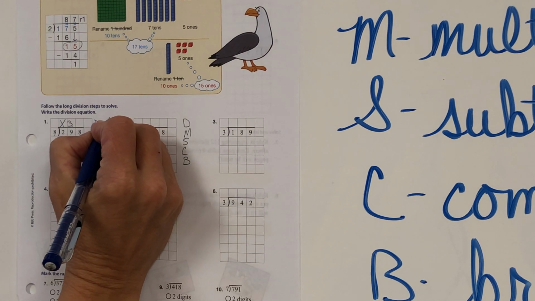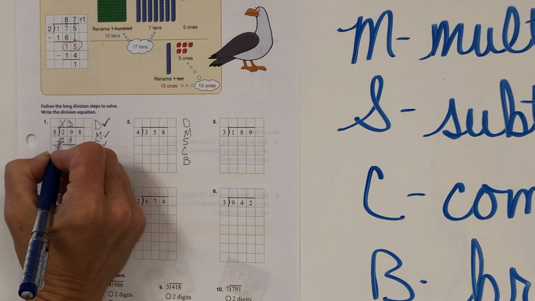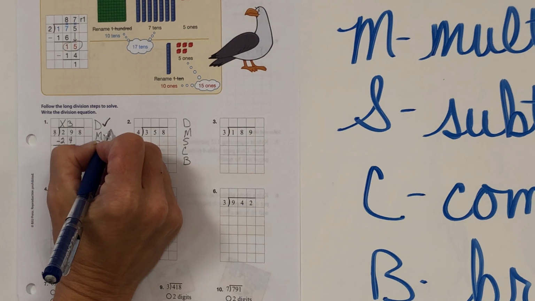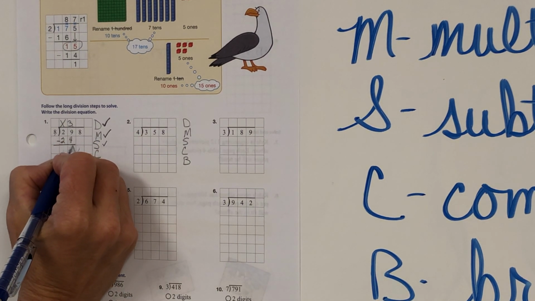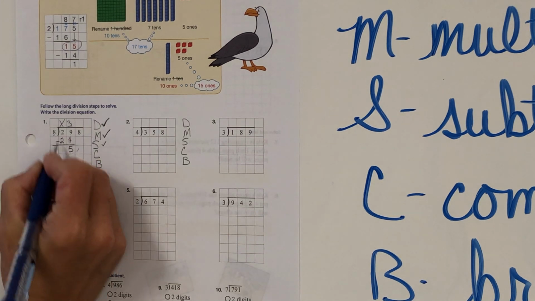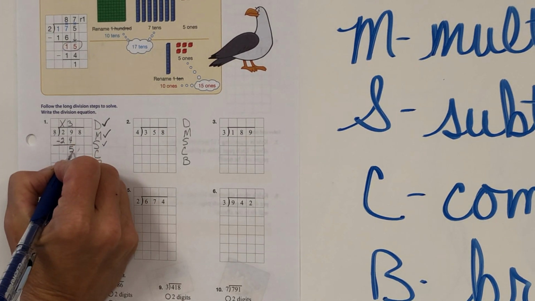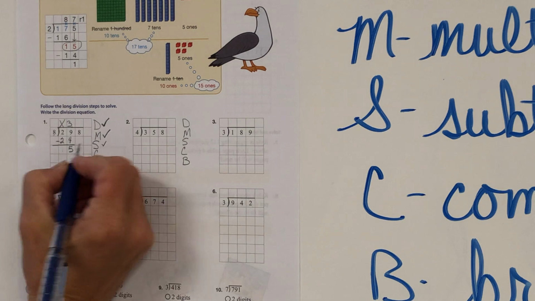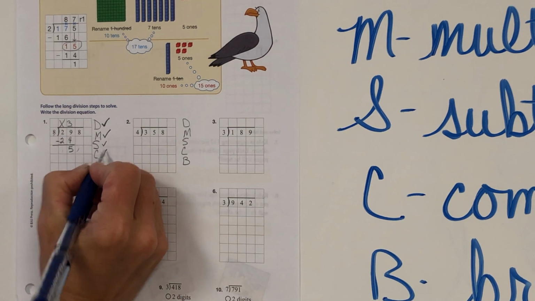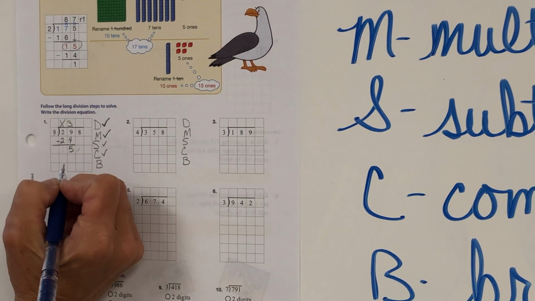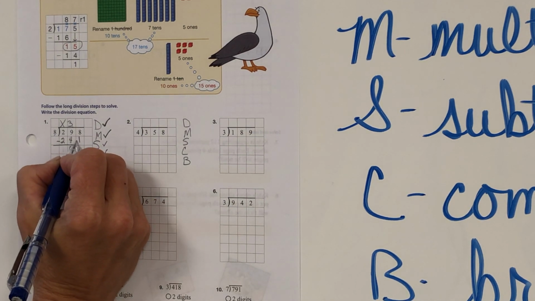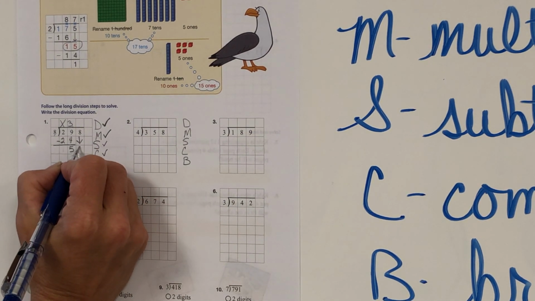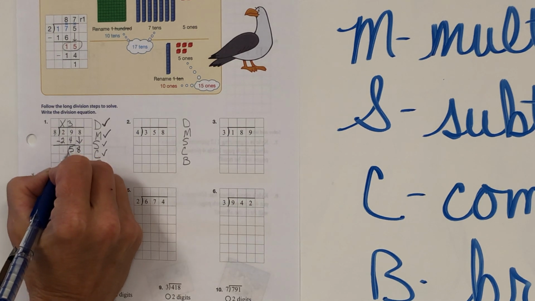So I've divided and multiplied. And now I'm going to subtract. 9 minus 4 is 5. 2 minus 2 is nothing. So I have 5 left over. I'm going to compare. 5 is smaller than 8, so we're okay. Now I'm going to bring down the next number. Our new dividend is 58.